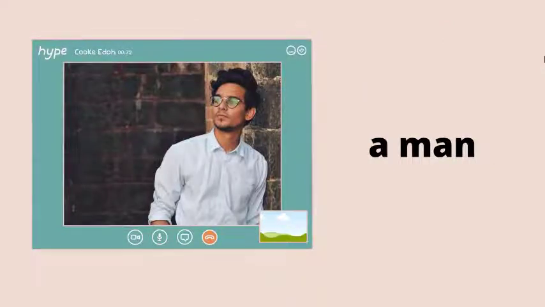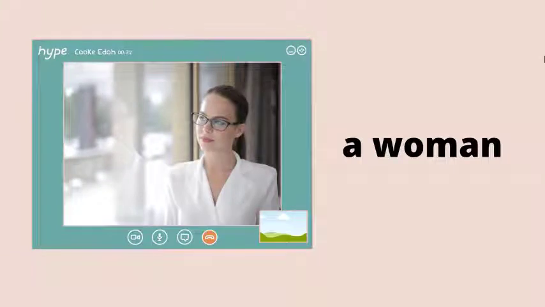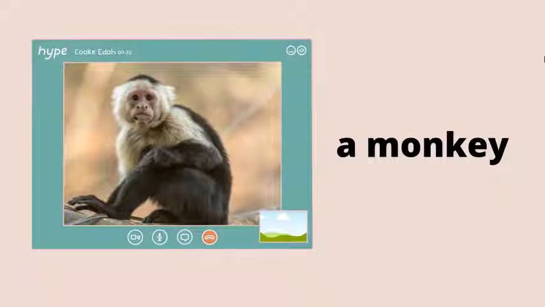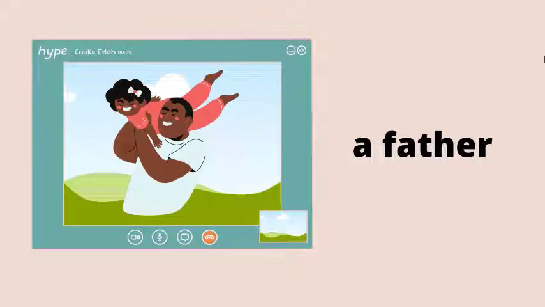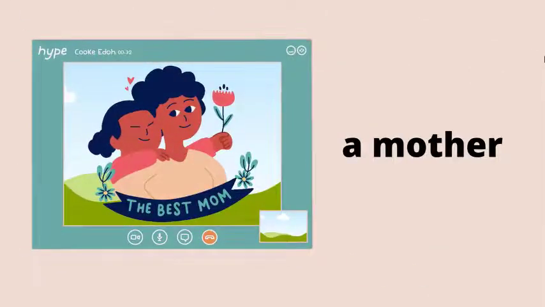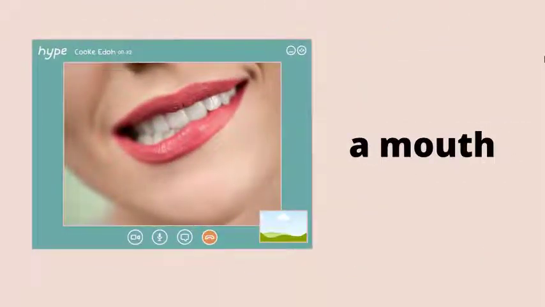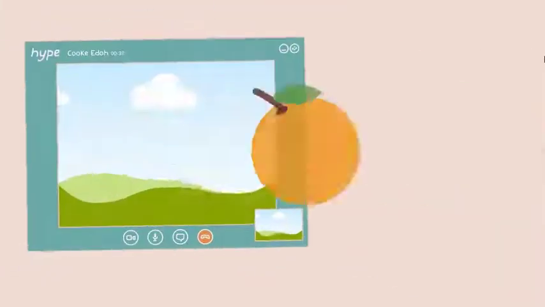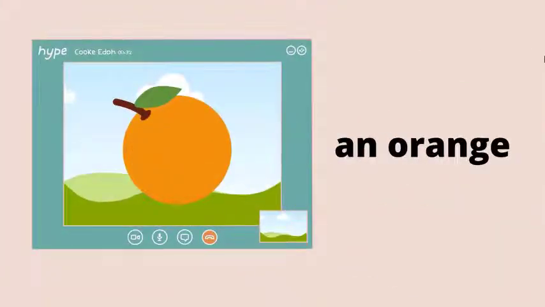Man, a man. Woman, a woman. Milk, milk. Monkey, a monkey. Father, a father. Mother, a mother. Mouth, a mouth. Nose, a nose. Orange, an orange.